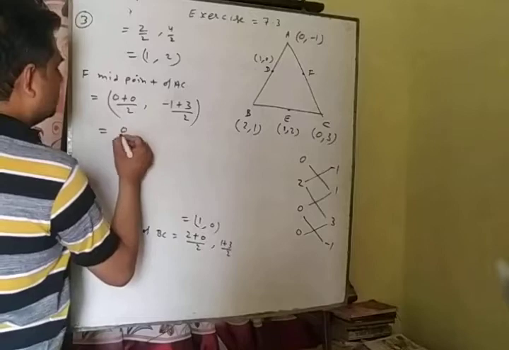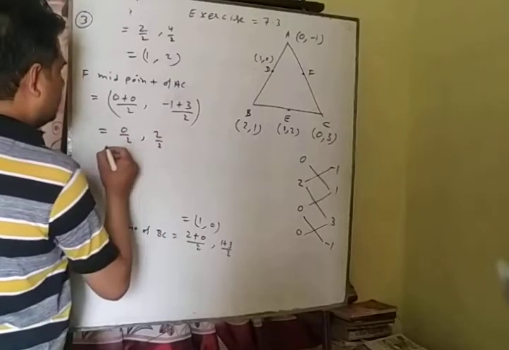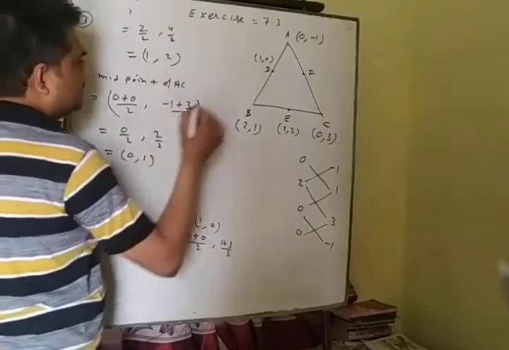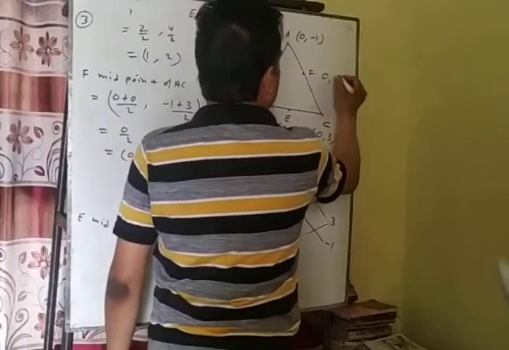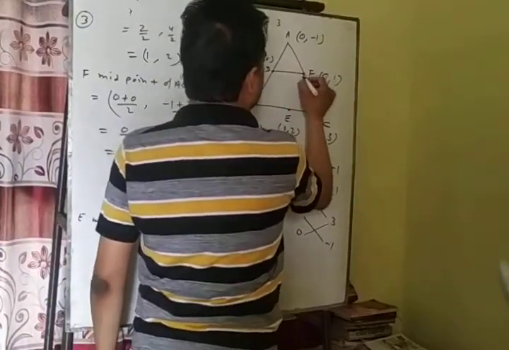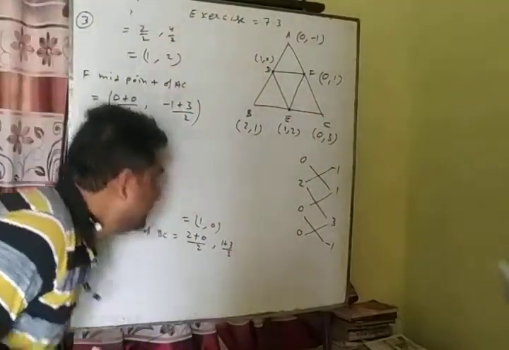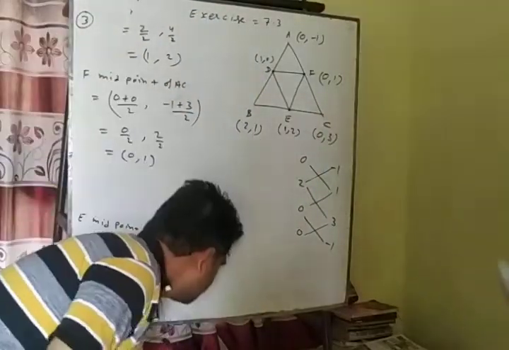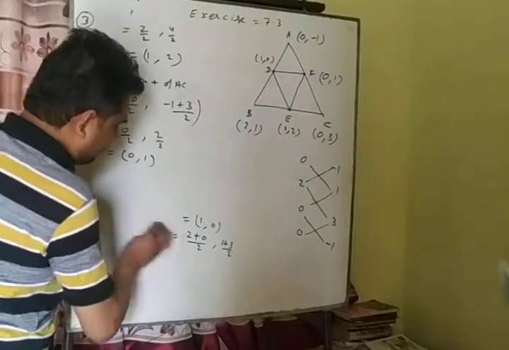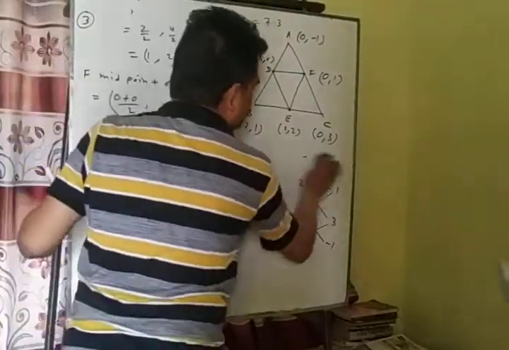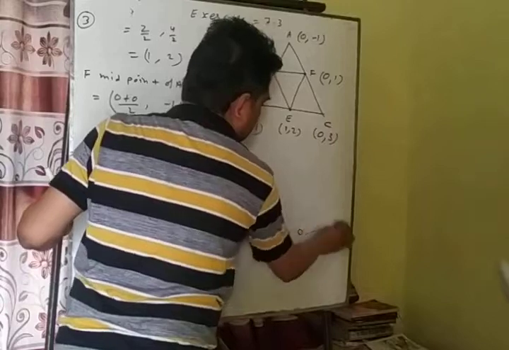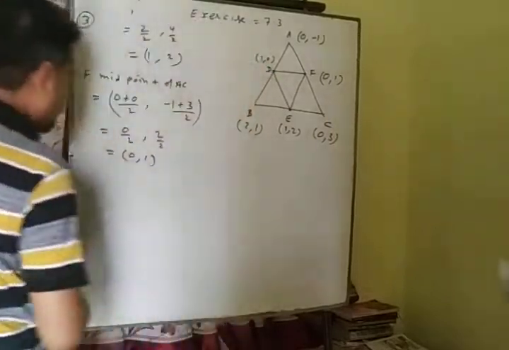0 by 2, 2 by 2, 0, 1. That is 0, 1. Now join the sides D, E, F. Now find the area of triangle DEF.